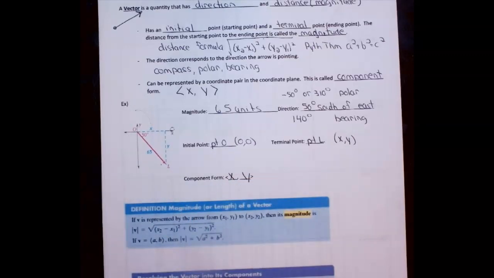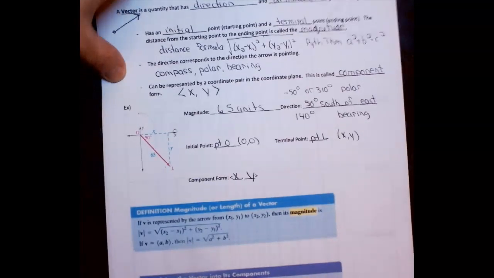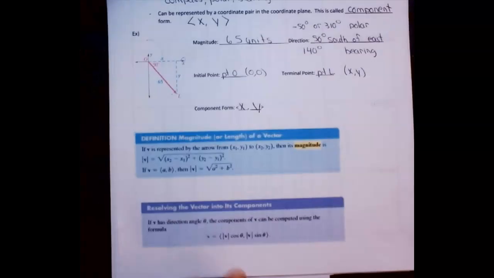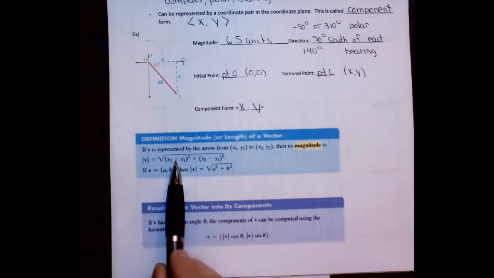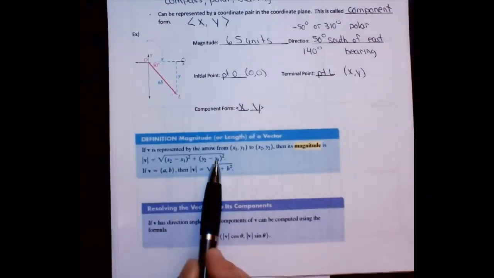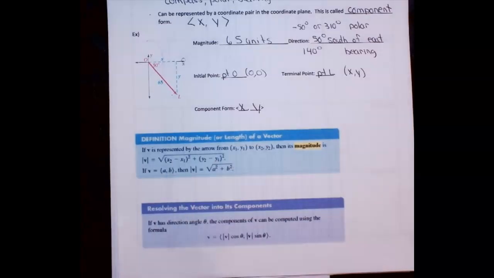Okay, there are two formulas that I just cut and pasted from your textbook. The first one is the magnitude, and really we talked through this one up above. If you take a look here, this is that distance formula that I alluded to at the top.